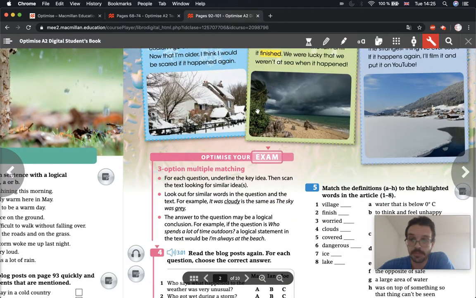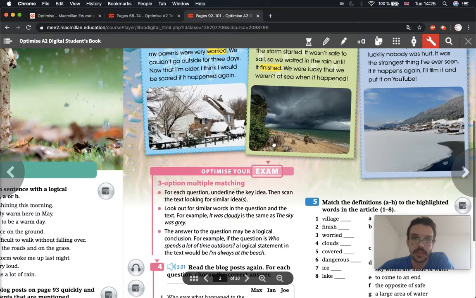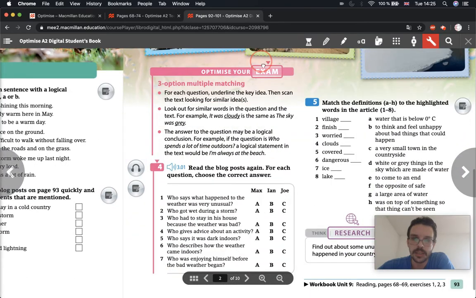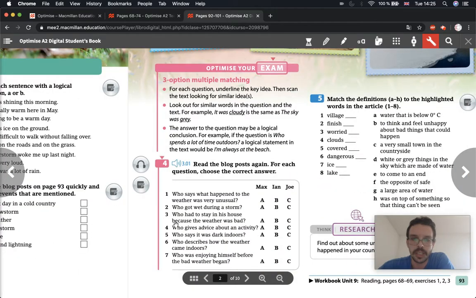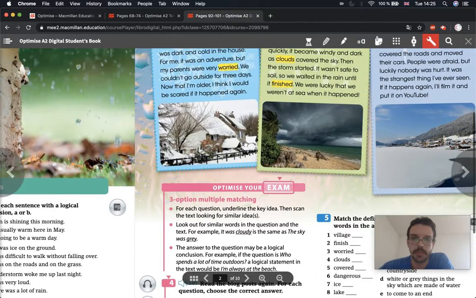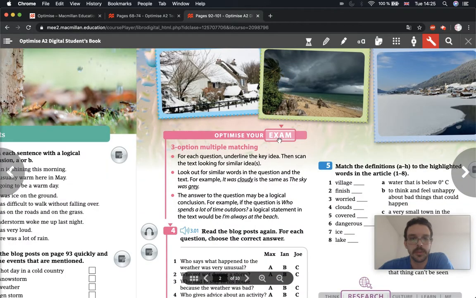Okay, so what we'll do now is we'll go on to the exercise. What we have to do is, we have the 3 different people writing the blogs, and we have 7 questions here, and we just have to answer which person that question corresponds to, Max, Ian, or Joe, okay. So let's have a look at what it says here. Optimize your exam. For each question, underline the key idea, then scan the text looking for a similar idea.